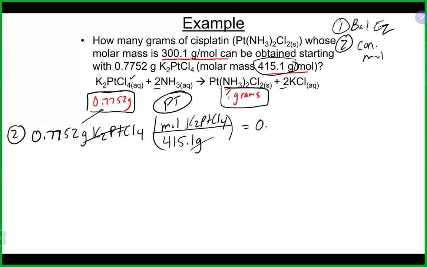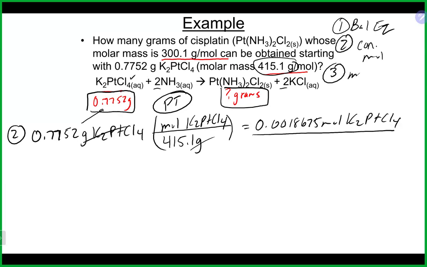Again, not going to round too much here, so take it to a few digits. Moles of K2PtCl4. At this point, the purpose of this step is just to set up step number 3. Now we have everybody in the right units. We can now do the actual stoichiometry part, which is the mole-to-mole relationship.